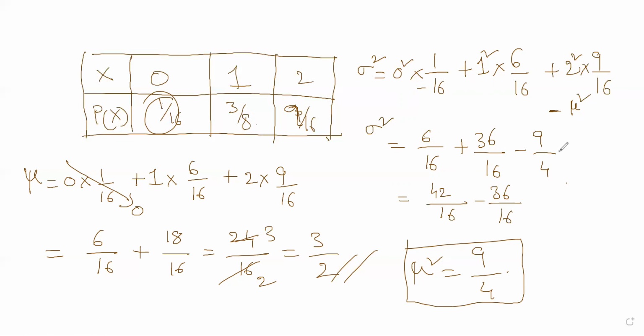Why? Because I multiply and divide by 4 so that I get the same denominator. So 42 minus 36 is 6, so 6 by 16. You can work that out to be 3 by 8. 2 3s are 6 and 2 8s are 16. So the 3 by 8 that you are getting, that is sigma square. So that's how to find the mean.